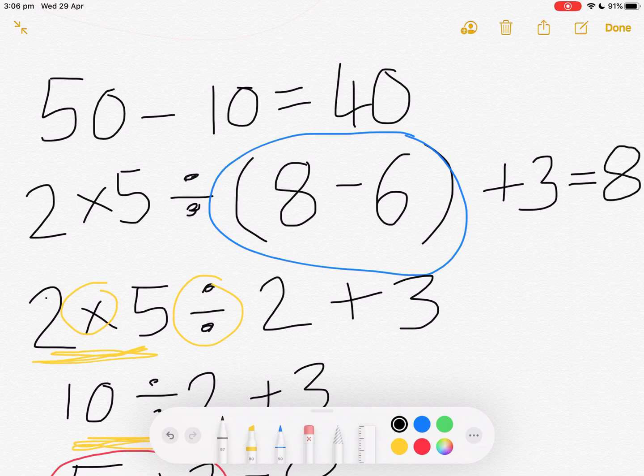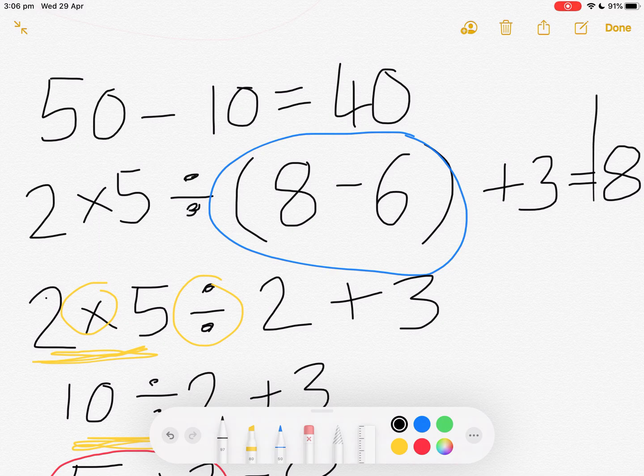So don't get overwhelmed when you look at this number sentence because it's actually quite simple. In the end, my answer was just 8. It wasn't a big scary answer or anything like that. It just looks a little bit intimidating because there's lots of numbers and lots of symbols. 2 times 5 divided by 8 minus 6 plus 3. But if you work through it step by step, it's nothing to be worried about.